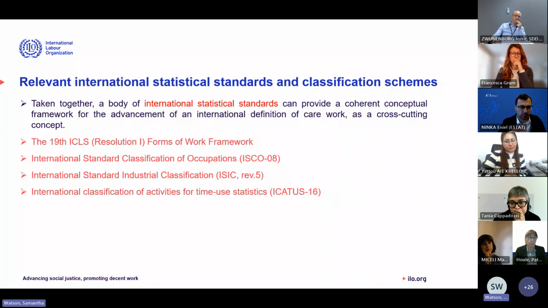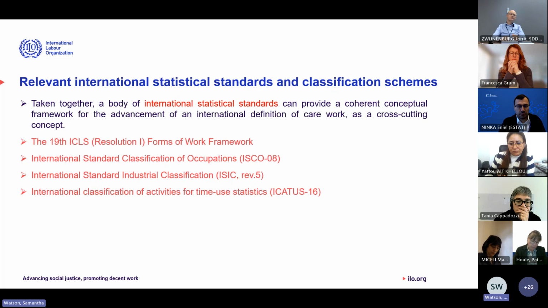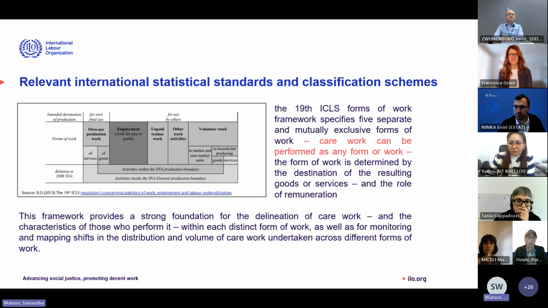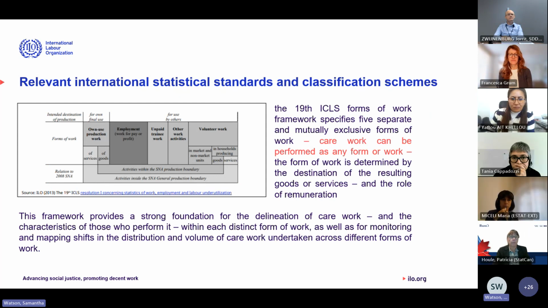In terms of the relevant international statistical standards and classification schemes that exist as a foundation for this new statistical definition of care work, there is a body of international statistical standards that, taken together, can provide a coherent conceptual framework for the advancement of an international definition of care work. I've mentioned, of course, the 19th ICLS, Resolution 1 on the Forms of Work framework. We also have ISCO-08, the International Standard Classification of Occupations, currently undergoing an updating process. Same with ISIC, currently undergoing an update process, but much further along than ISCO, it has to be said. And of course, we have EG-TUS, which I won't linger on, given the audience. Just to say that the 19th ICLS Forms of Work framework, I think everyone knows, specifies 5 separate and mutually exclusive forms of work.